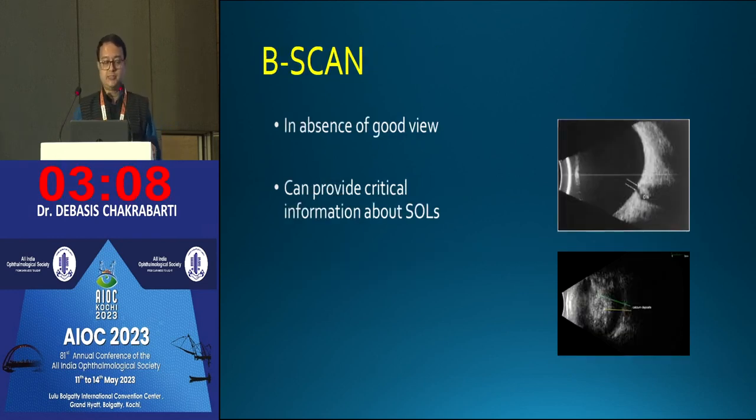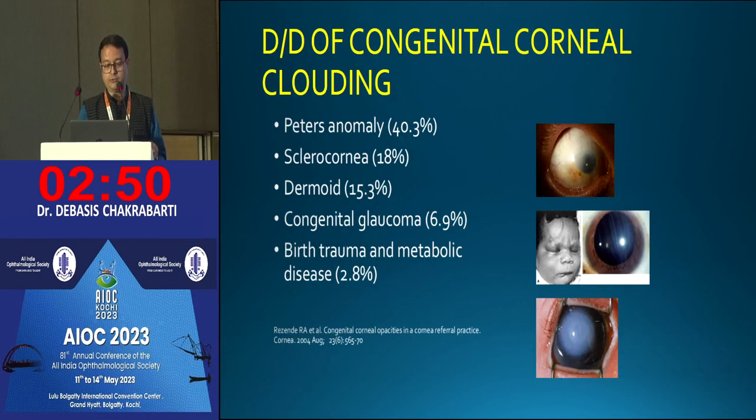The B scan has to be done in absence of a good view, and it can provide critical information about the posterior segment. There have been instances where retinoblastoma has been mistaken for primary congenital glaucoma. So we should always take into consideration that there may be other differential diagnoses of this enlarged eyeball or corneal clouding. There are a lot of differential diagnoses of congenital corneal clouding.